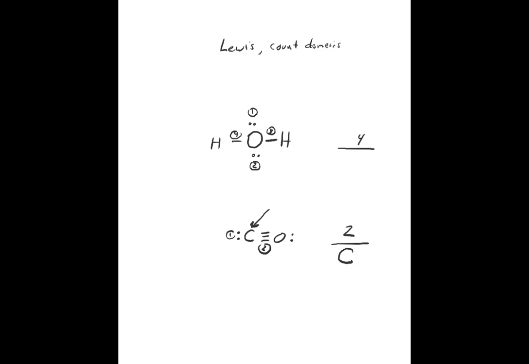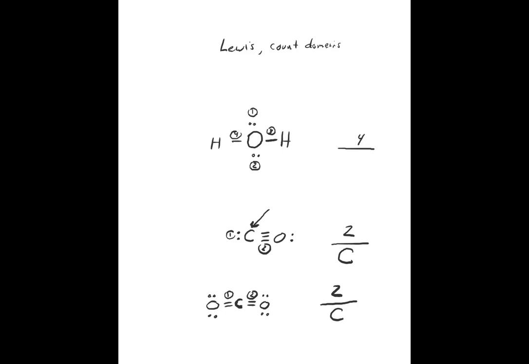Let's try carbon dioxide. Okay, we're going to do the central atom now. The carbon atom is the central atom. It has a double bond to one of the oxygens, so that's 1. And it has a double bond to another atom, so that's 2. So the carbon has 2 electron domains.